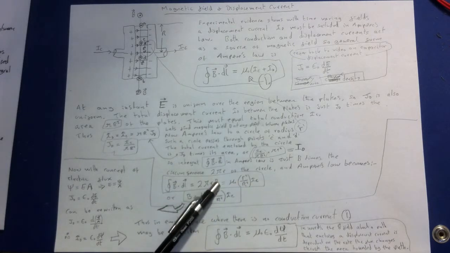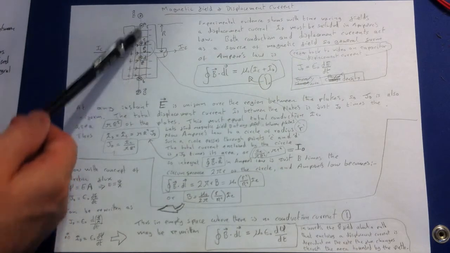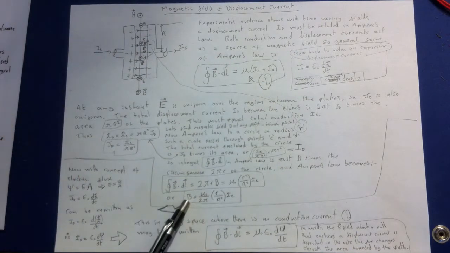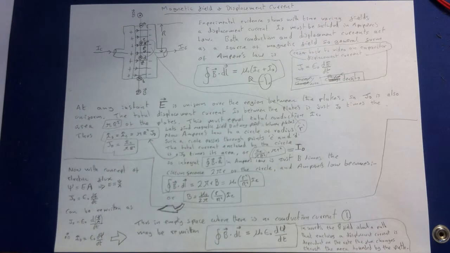And then we can rearrange to get B. Given any point between these two plates, we can find the magnitude of the magnetic field. This result shows that in the region between the plates, B is 0 at the axis and increases linearly with distance from the axis. A similar calculation shows that outside the region between the plates, B is the same as though the wire were continuous and the plates not present at all.